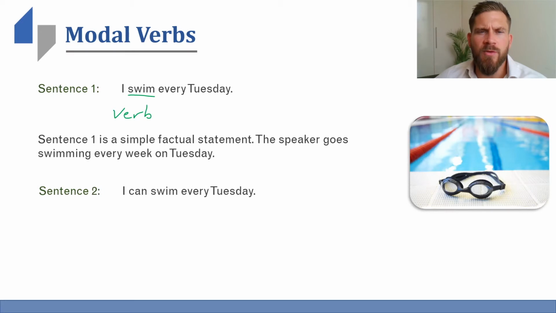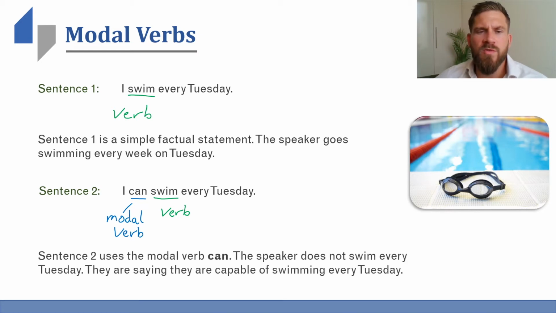Look at sentence 2. I can swim every Tuesday. We still have our main verb, swim, but now we have our modal verb, can. And this changes the meaning of the sentence. In sentence 2, the speaker does not swim every Tuesday. They're saying they're capable of swimming every Tuesday.